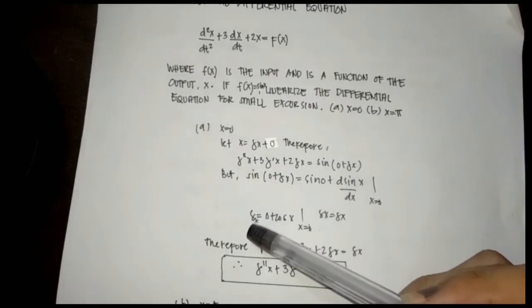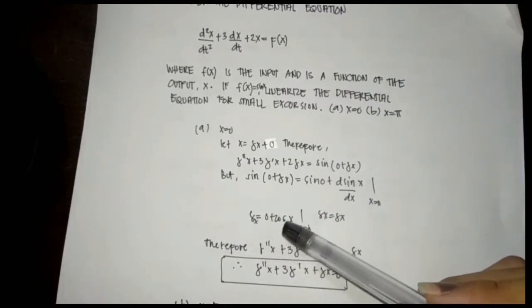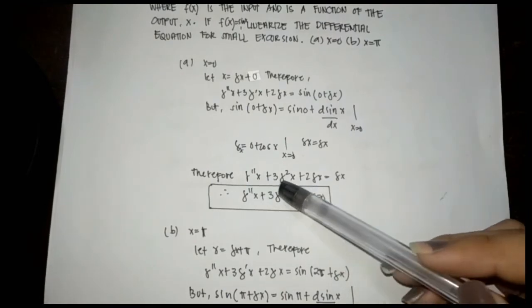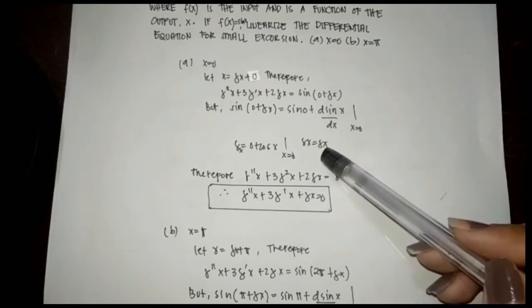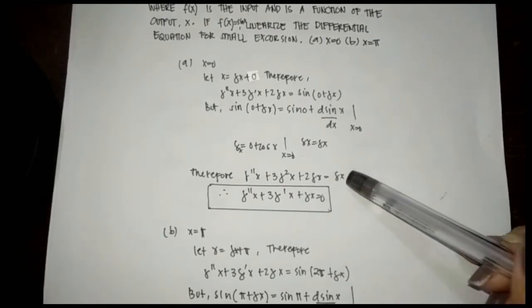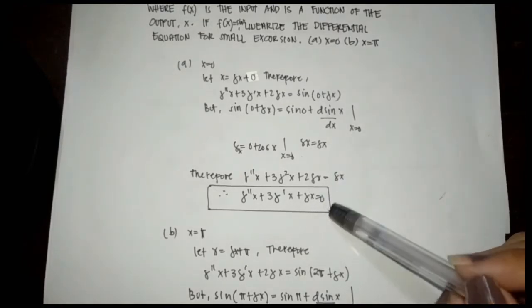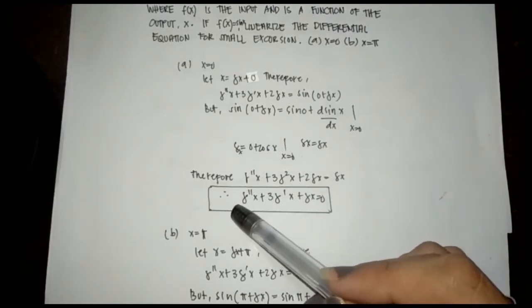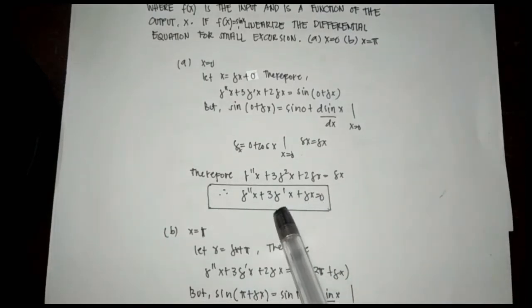Then our delta x is just equal to 0. Sine 0 is 0. When we input cos 0, we'll have 1. So delta x is just equal to delta x. Therefore, delta double prime x plus 3 delta prime x plus 2 delta x is equal to delta x. Then we equate this to 0. So we'll have 2 delta x minus delta x is just positive delta x. So we have delta double prime x plus 3 delta prime x plus delta x is equal to 0.